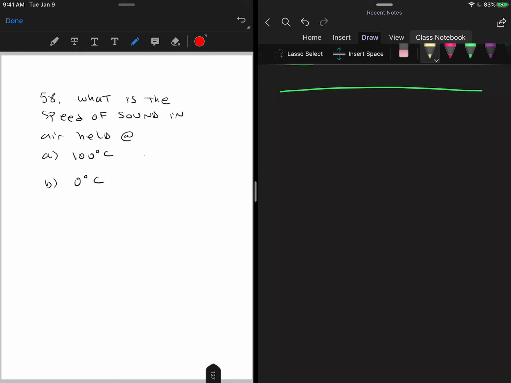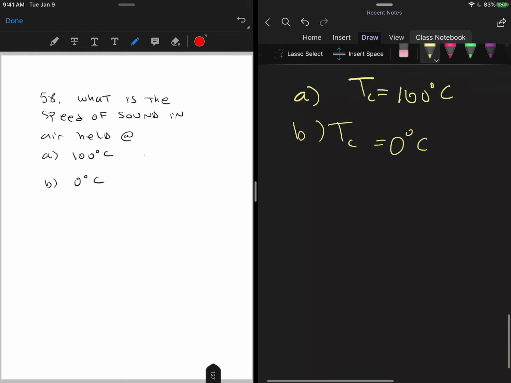Let's write down what we're given. For A, we're given 100 degrees C, so that's going to be the temperature in Celsius. And for B, we're given 0 degrees C, so that's also a temperature in Celsius. And for both cases, we're trying to find the speed of sound.